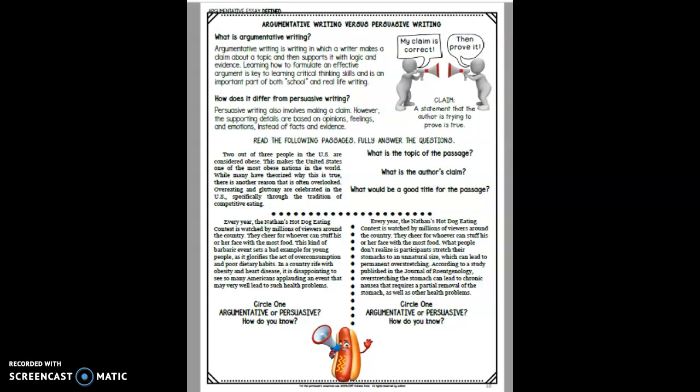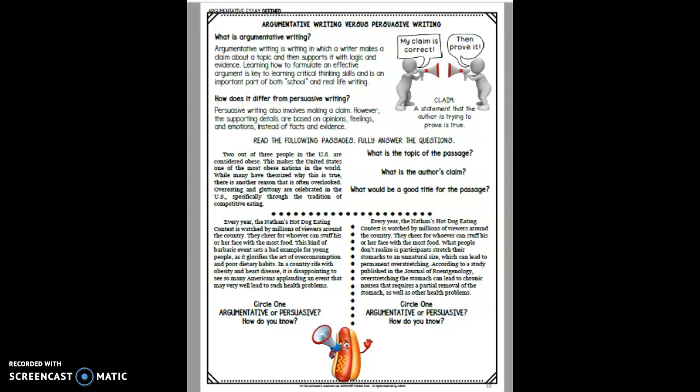How does it differ from persuasive writing? Persuasive writing also involves making a claim. However, the supporting details are based on opinions, feelings, and emotions instead of facts and evidence. Read the following passages and fully answer the questions.